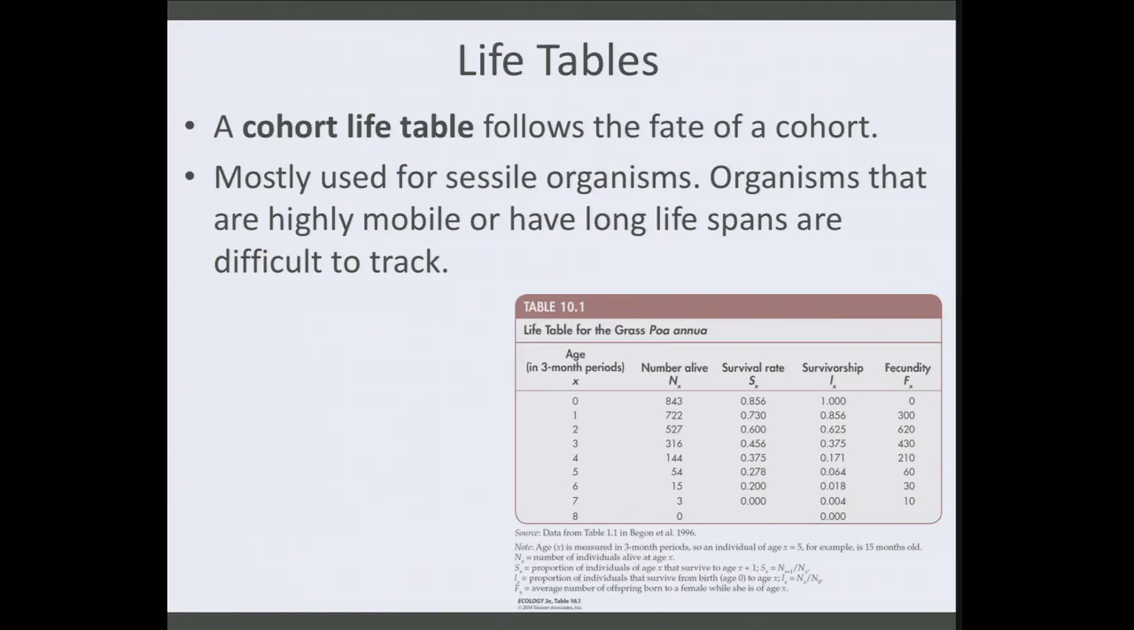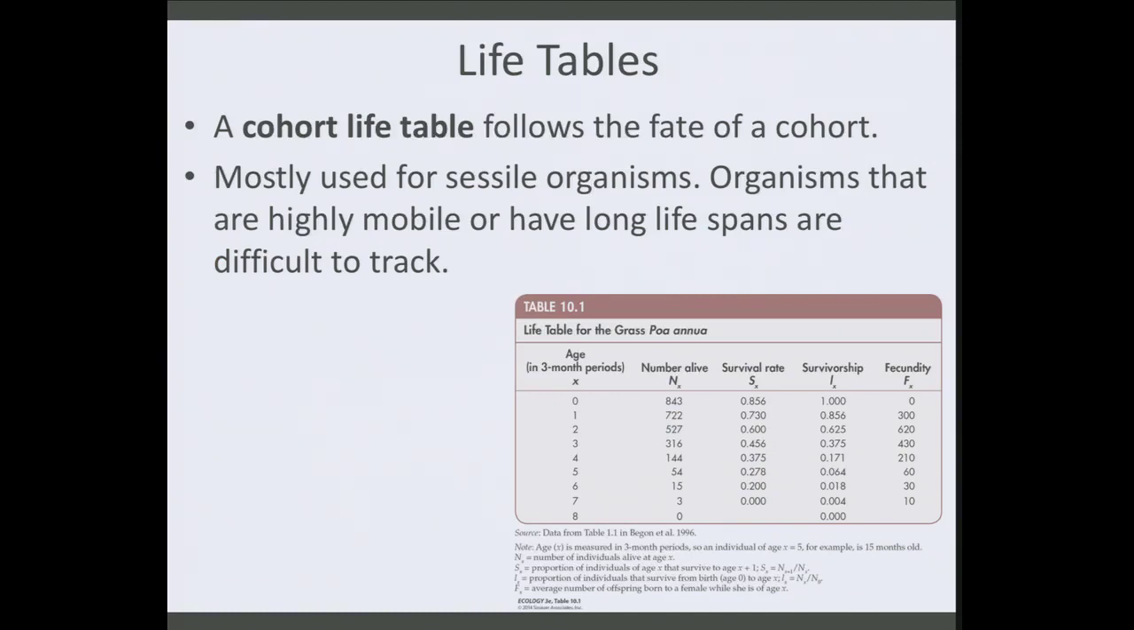So for instance, at birth, there were 843. Of those 843, 85.6% survived the first 3 months. Now, because it was birth, they were all there at birth, and none of them reproduced within that time period. At age 3 months, there were only 722 left. There was a 73% chance of them surviving to the next time point, and 85.6 survived to be 3 months old. And the fecundity rate is 300 here.